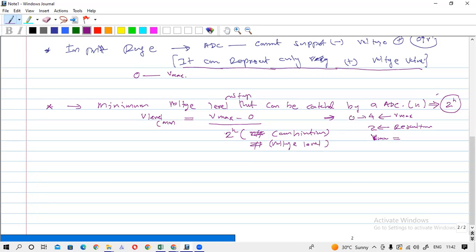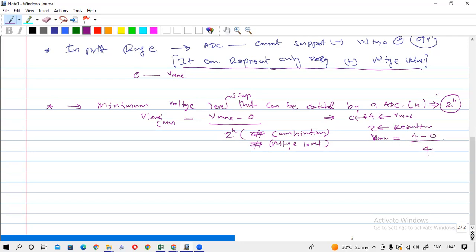Let's say that it is 0 to 4. Normally it is 0 to 4. It will not be a minus value. Every time it will be a plus value, plus range. The ADC input range is a plus value, not a minus value. The minimum is 0 and the maximum can be any value. Let's say that here it is 4. So your voltage range is 4 minus 0, and how many combinations?